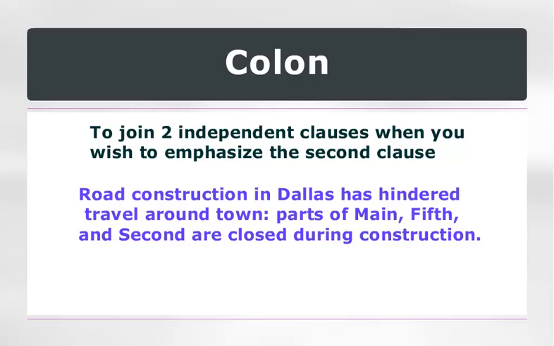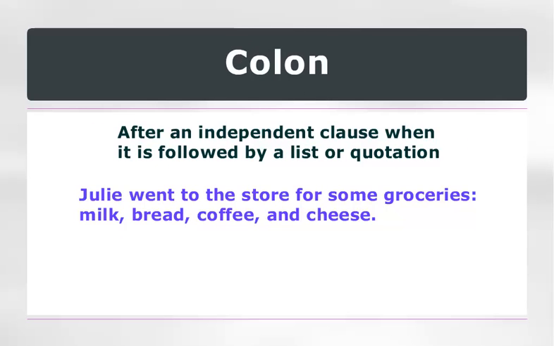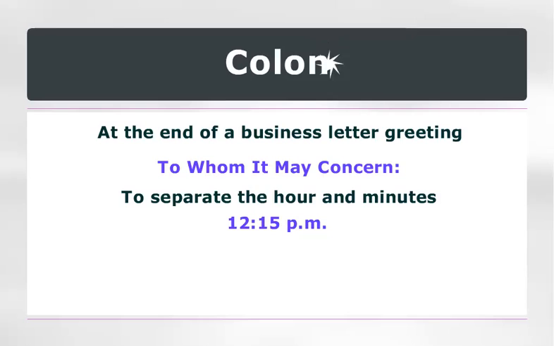You use a colon to join two independent clauses when you wish to emphasize the second clause. Road construction in Dallas has hindered travel around town: parts of Main, 5th, and 2nd are closed during construction. You use a colon after an independent clause when it is followed by a list or quotation. Julie went to the store for some groceries: milk, bread, coffee, and cheese. You use a colon at the end of a business letter greeting, and of course to separate the hour and minutes.